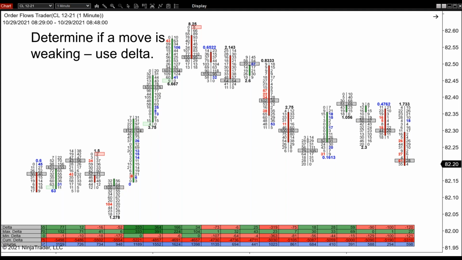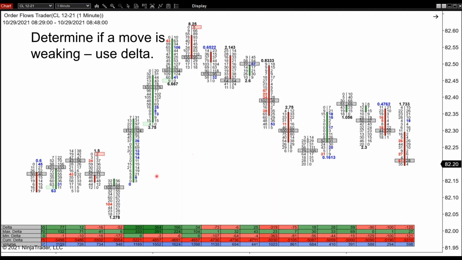And there's that expression FOMO, right? Fear of missing out. What you get is a lot of traders coming in. Oh, we're starting to rally. I better buy some. I gotta get in. I get in. And then what happens? It stalls out, and then it reverses. If you watch the delta, it's 333, it's 364, it's 166, it's 34.